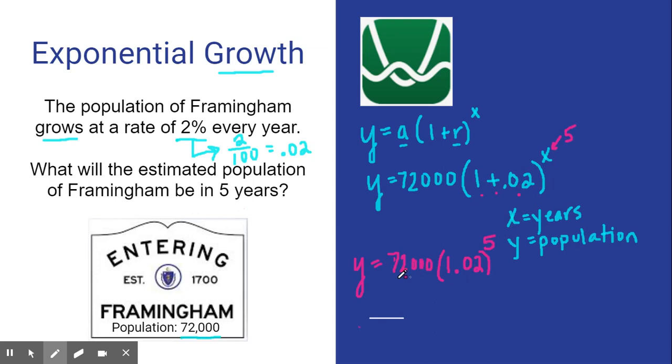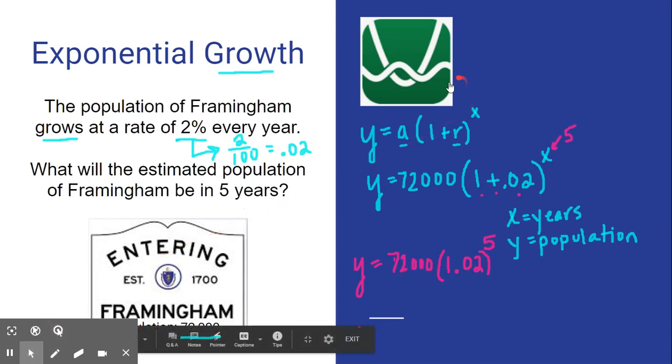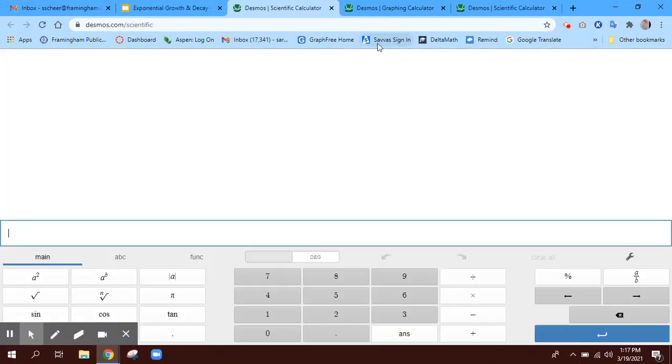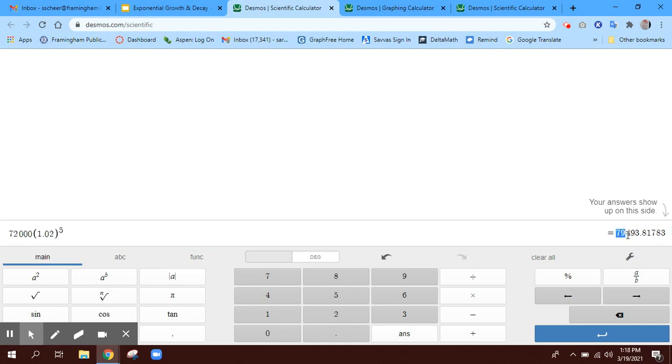So this is something that we are going to need a calculator for. We'd want to find either a calculator on our phone or on the computer. I'm going to use Desmos. This is a Desmos scientific calculator. So I can type in 72,000 times 1.02 raised to the 5th power. And the answer is over here. The answer is 79,493.8. I'm just going to round that to the nearest whole number because we're talking about people. So we want to make sure to round that to a whole number.